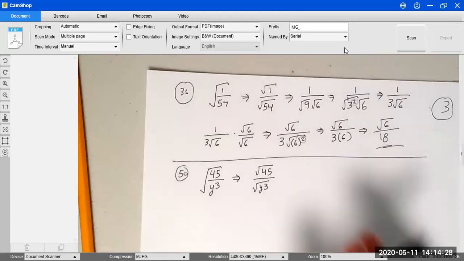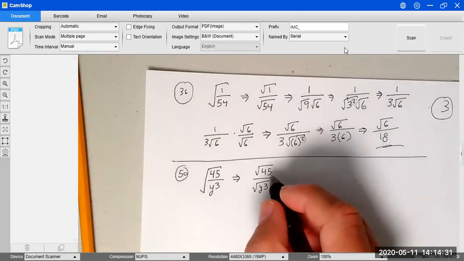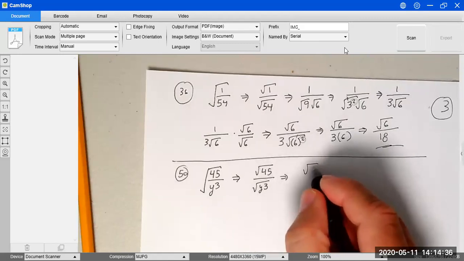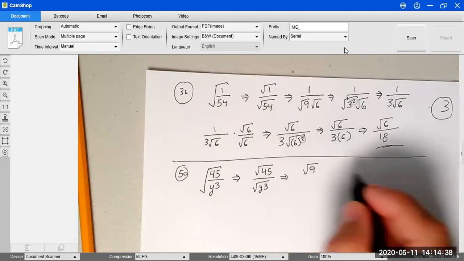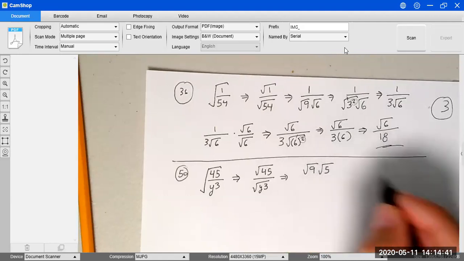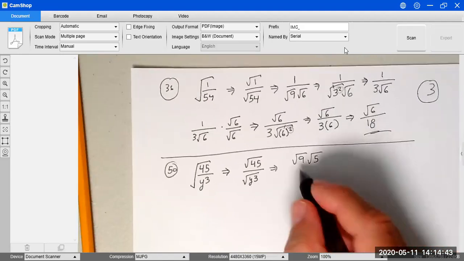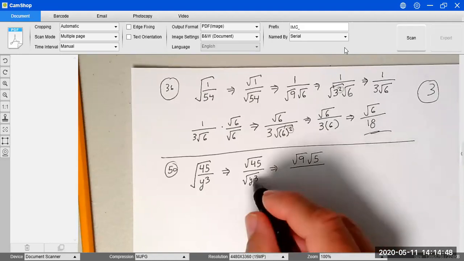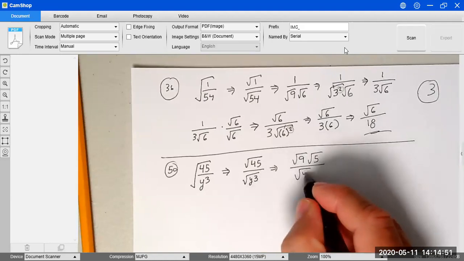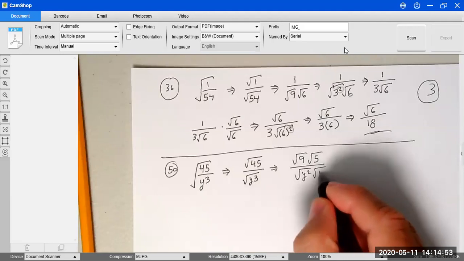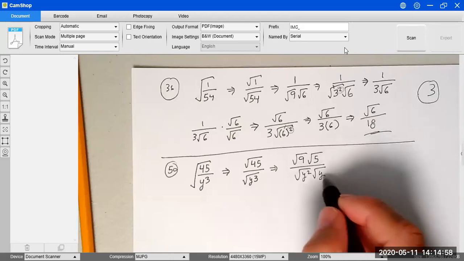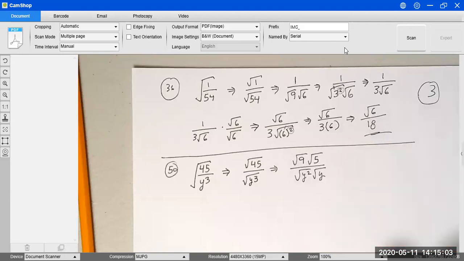The first thing that we're going to do is break this numerator into parts. One part is going to be a perfect square: 9 times 5 gives me 45, and 9 is a perfect square. The same thing in the denominator. I can break this y cubed as y squared times y. y squared is a perfect square, and y is not a perfect square, and y squared times y is going to give me y cubed.